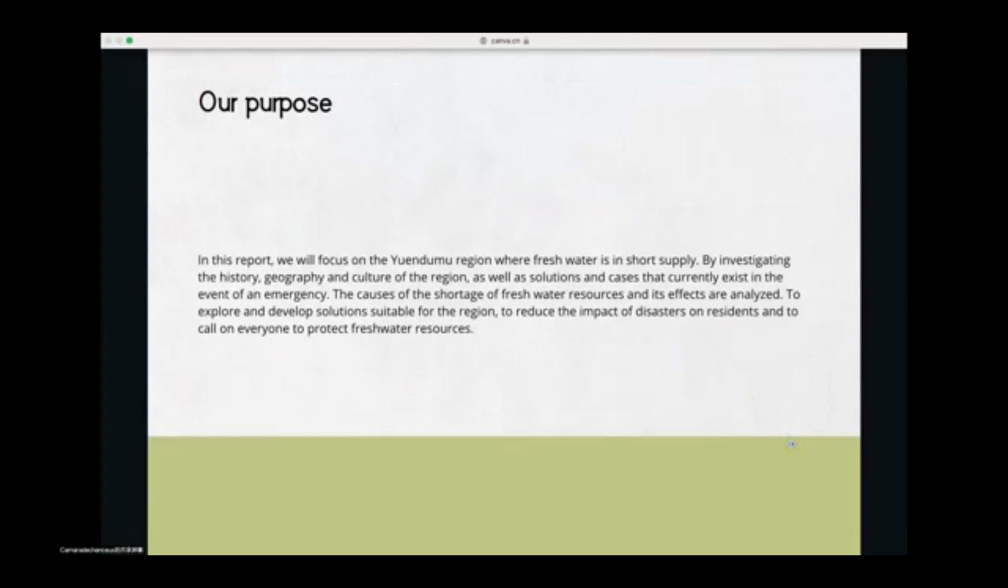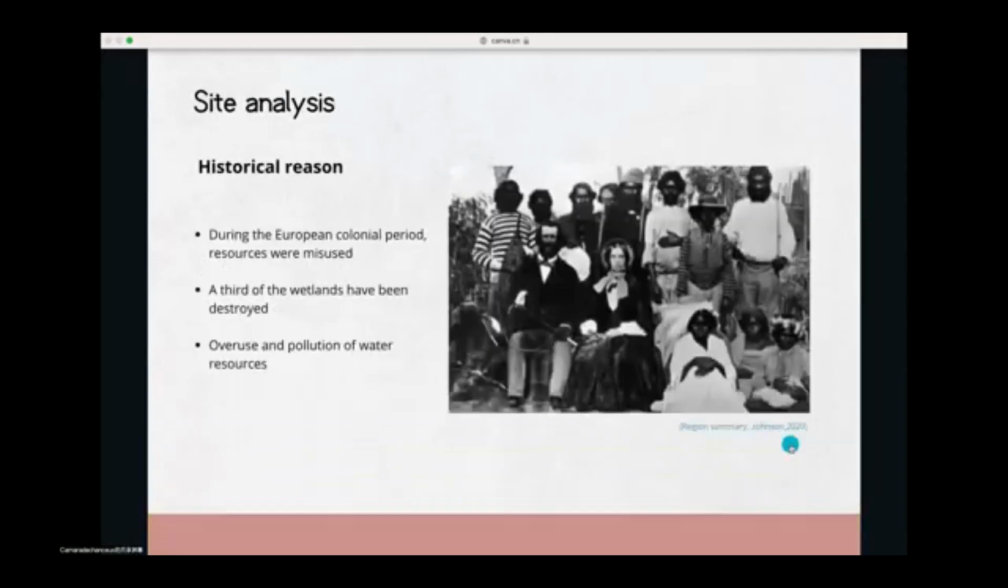In this report, by studying the history, geography, and culture of the region, as well as the solutions and cases that currently exist, the causes and effects of freshwater shortage are analyzed. First is the history of the region. During the European colonial period, water resources caused a large amount of water pollution, and one third of the wasteland was destroyed.